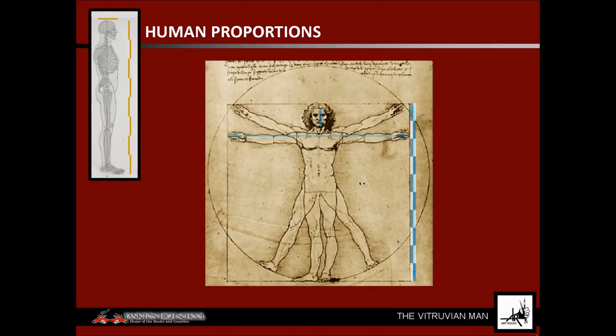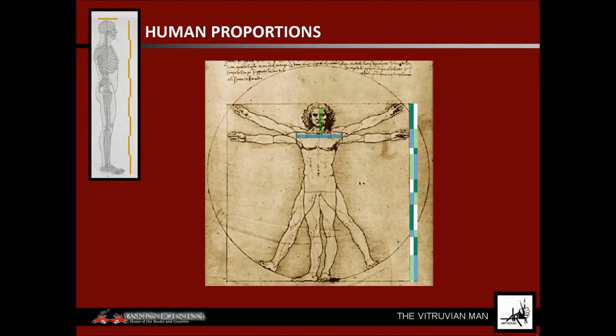From the hairline to the bottom of the chin is 1/10 the height of a man. From below the chin to the top of the head is 1/8 the height of a man. From above the chest to the top of the head is 1/6 the height of a man. From above the chest to the hairline is 1/7 the height of a man.